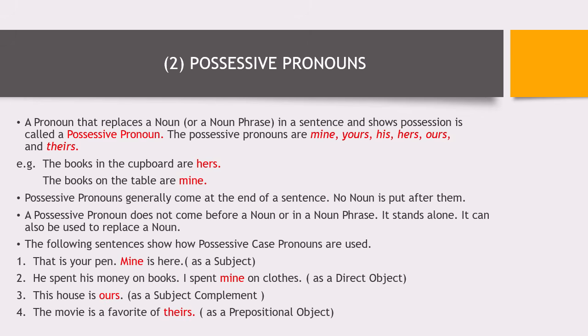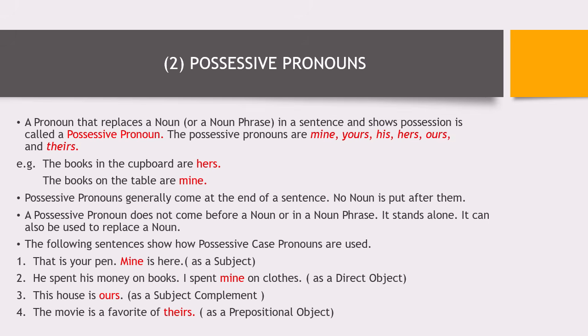Possessive pronouns. A pronoun that replaces a noun, or a noun phrase, in a sentence, and shows possession, is called a possessive pronoun. The possessive pronouns are mine, yours, his, hers, ours, and theirs. For example, the books in the cupboard are hers. Hers is the possessive pronoun. The books on the table are mine. Mine is the possessive pronoun.